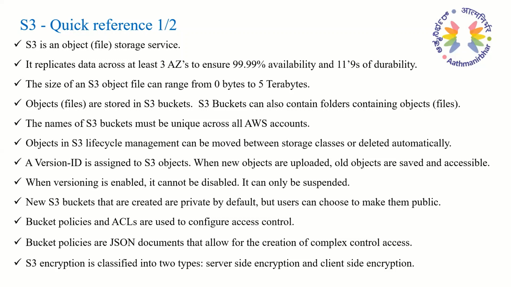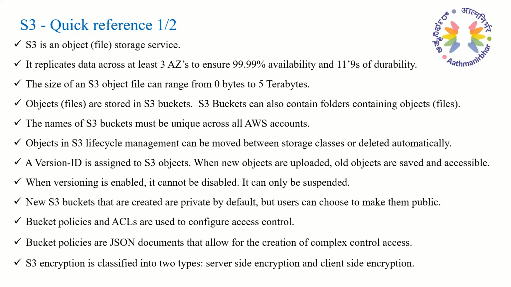The size of an S3 object file can range from 0 bytes to 5 terabytes. The object files are stored in S3 buckets. These S3 buckets can also contain folders, containing objects like files inside those folders. The names of S3 buckets must be unique across all AWS accounts.